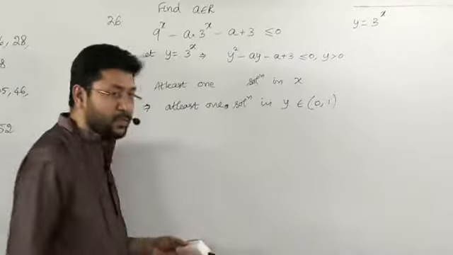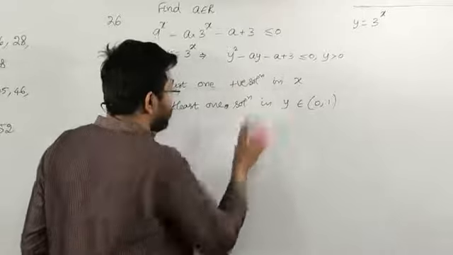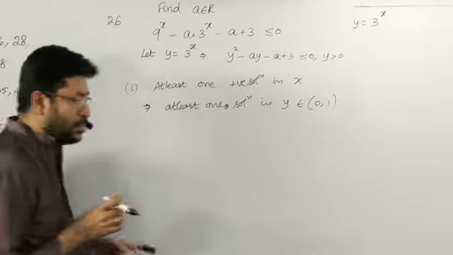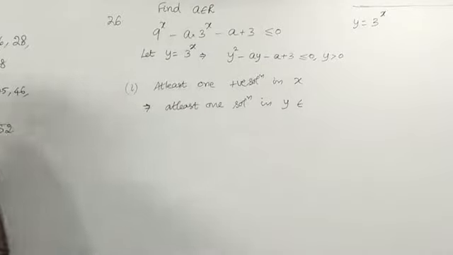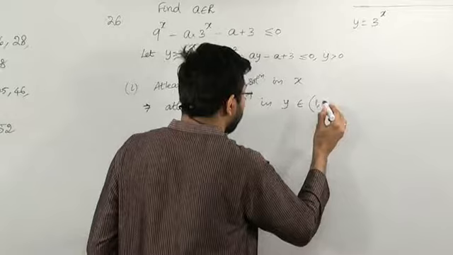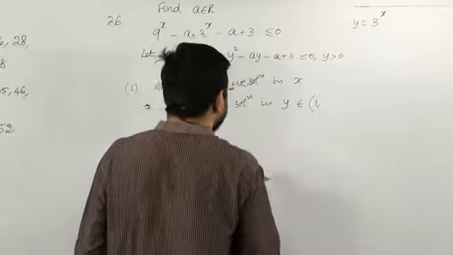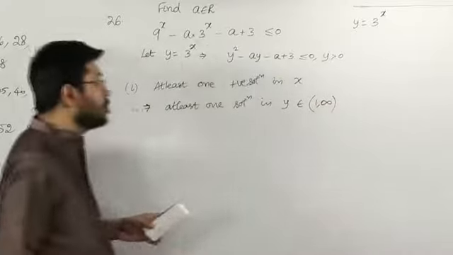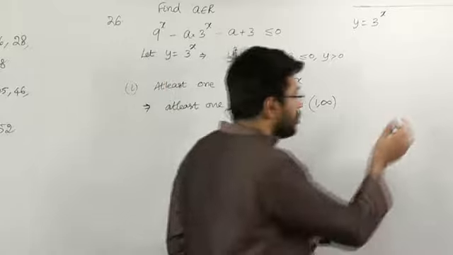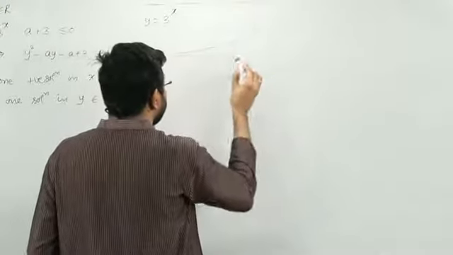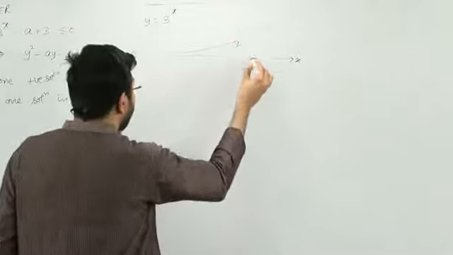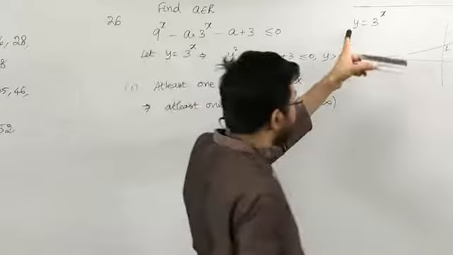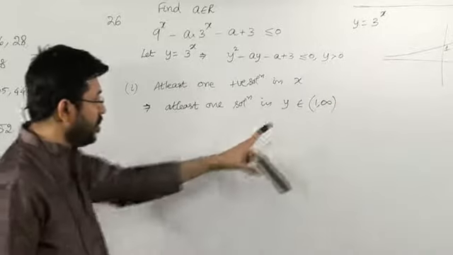Okay, next case, at least one positive solution in x implies at least one solution in y belonging to, when x is positive, y is, consider the graph 3 power x, this is x. When x is positive, y is greater than 1. So at least one positive value of x means at least one value of y in the interval 1 to infinity.